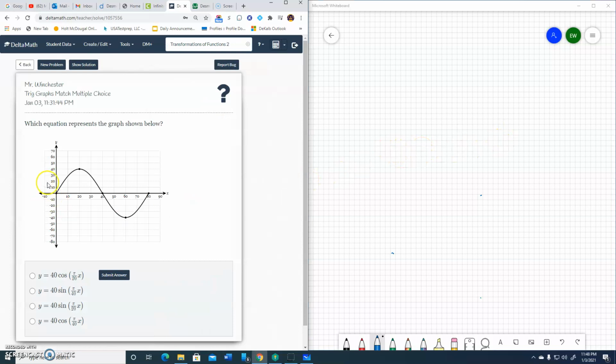All right. So right now we can see it starts here and a complete cycle goes all the way to 80, which means our period right now is 80. But we know period is found by doing 2 pi divided by b. So therefore 2 pi divided by b actually equals 80 in this case.